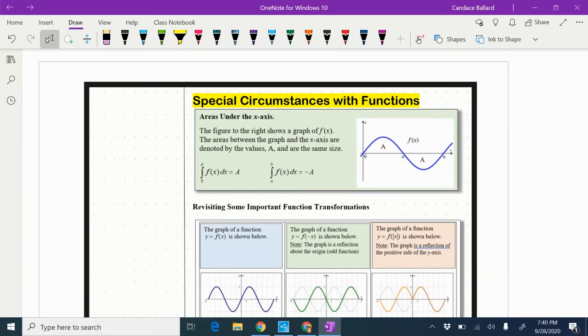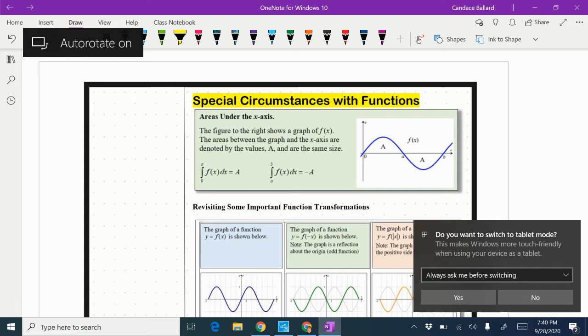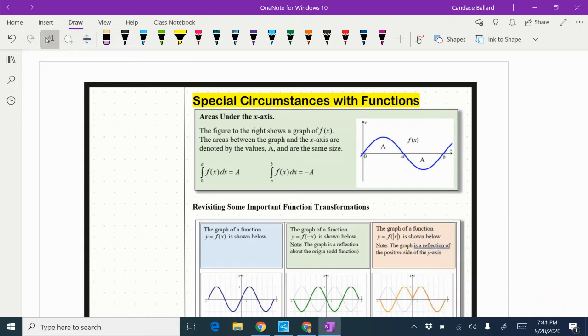So there are a few special circumstances that we have when we are working through this. We are going to talk about areas under the x-axis. The figure to the right shows the graph of f of x. The areas between the graph and the x-axis are denoted by the values a and are the same size. The difference is that when I'm between 0 and a, I know I'm above the x-axis and I have a positive area. But when I'm between A and B, I'm below the x-axis, which actually makes the area negative.